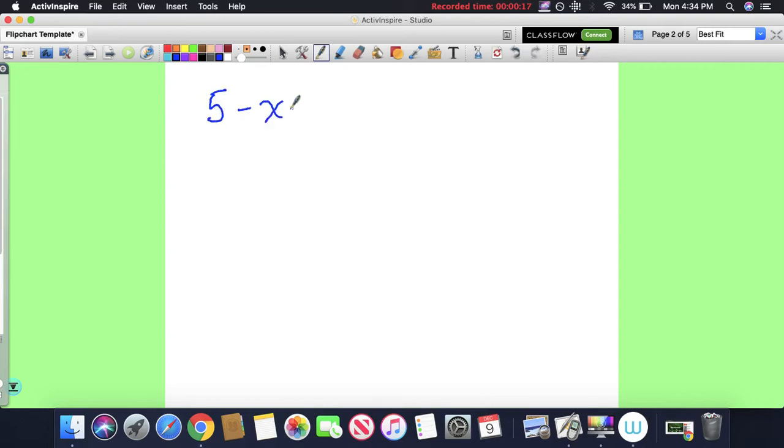5 minus x plus 1 equals 2. So go through your list. It's just a matter of getting used to it. So step 1 is to do the distributive property. None here. Combine like terms if you can, and I can.